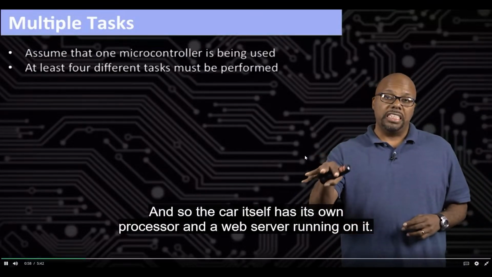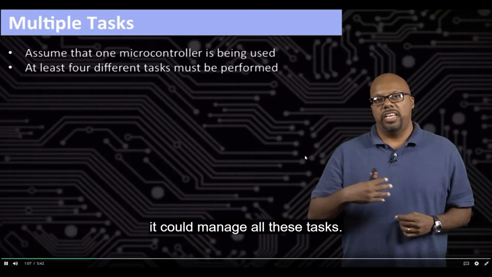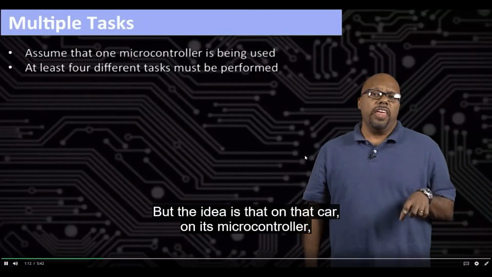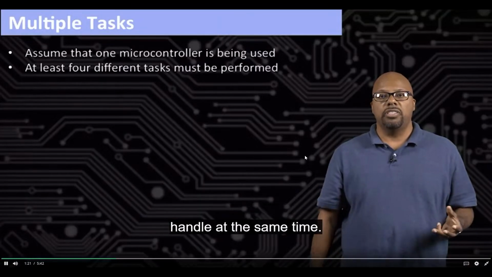The car itself has its own processor, with a Wi-Fi web server running on it, and a camera, and it could manage all these tasks remotely. But the idea is that on this microcontroller, it had to do multiple things at once. There were multiple tasks that it had to handle at the same time. So let's look at some of these.